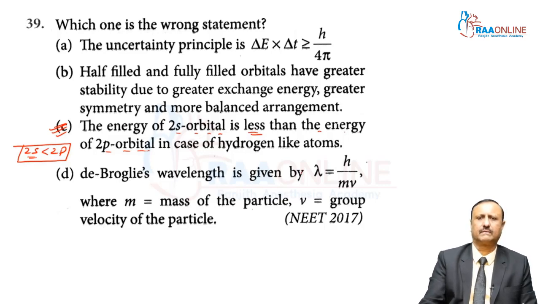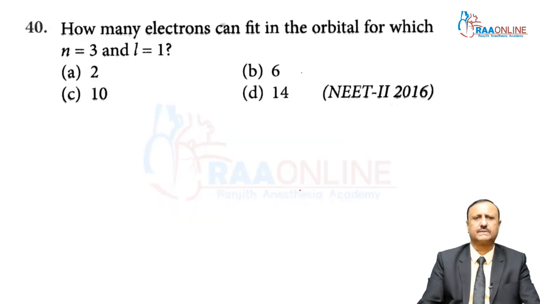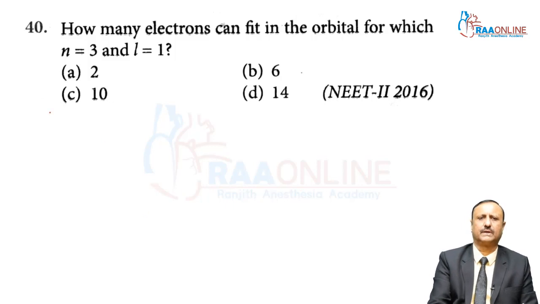Now, the other statements: de Broglie equation, right. Here half-filled orbitals are more stable, fully filled. This is the uncertainty principle. Now, my dear students, we can see question number 40. How many electrons can fit in the orbital for which n is equal to 3?